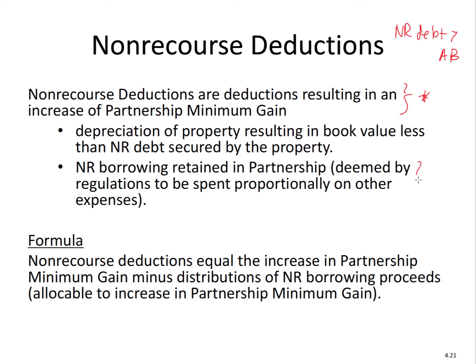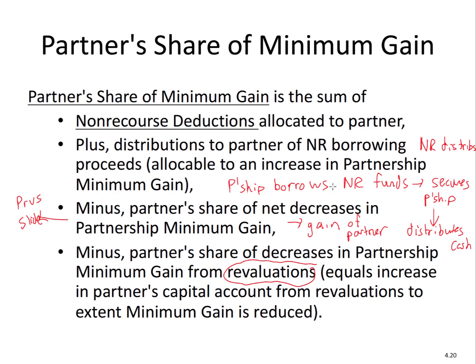That's what we just saw, whenever the partnership takes on more. But this can't be used as a distribution. So this is not a distribution. It's used for partnership expenses. So contrast this with the previous slide. We talked about what happens when the partnership borrows non-recourse funds. It secures a partnership asset, right? And then distributes the cash to the partners. Instead of distributing cash to partners, the partnership uses that money to pay other, maybe buy other property or pay off some expenses in the partnership. That is the main difference.